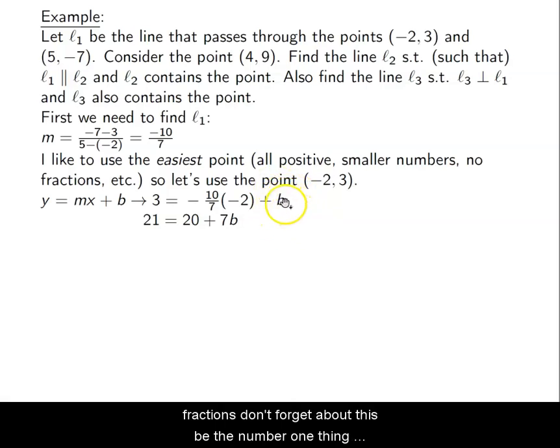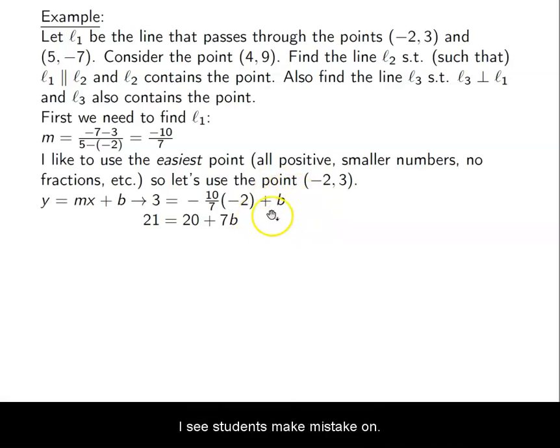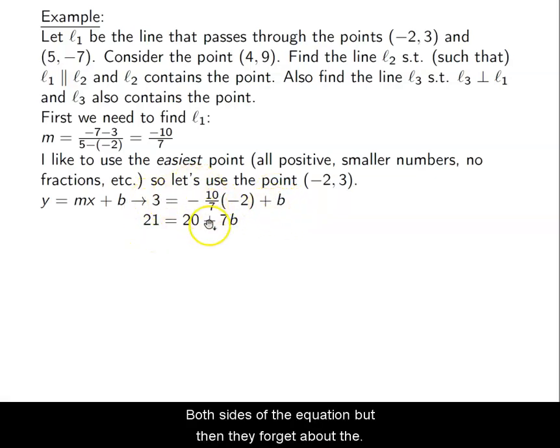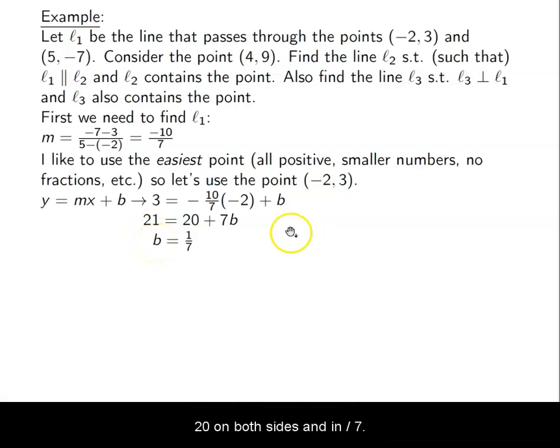It's the number one thing I see students make a mistake on, is they're just focused on both sides of the equation, but they forget about the little tag along here. So this has to be multiplied times 7 as well. So now I don't have to worry about fractions. I can subtract 20 on both sides and then divide by 7. And we get b equals 1/7.